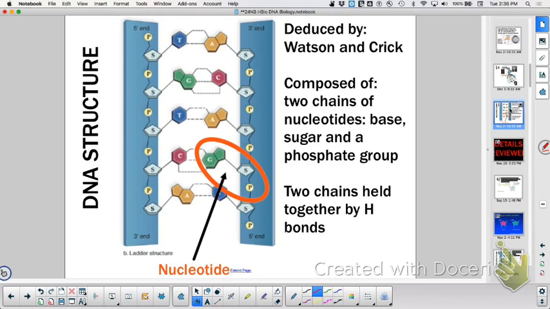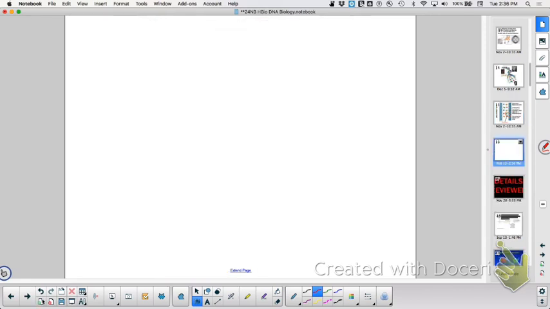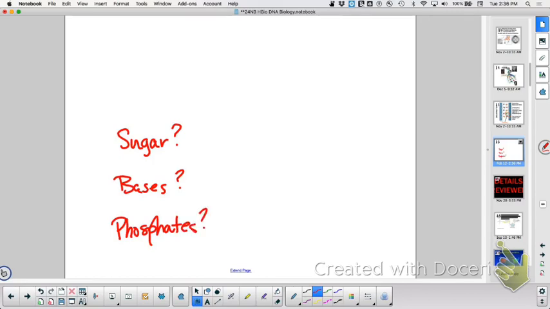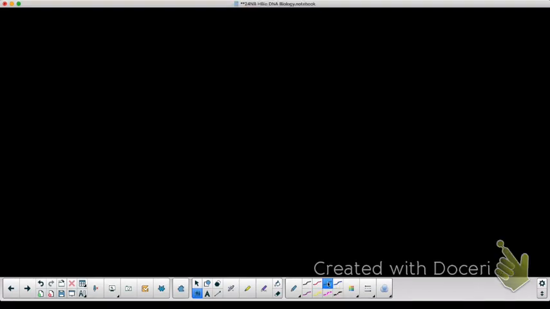Okay, so I'm going to just kind of give you an opportunity to test you on this. If I said, what are all the things that sugars are connected to, what could you tell me? What are all the things that bases are connected to, what would you tell me? And what are all the things that phosphates are connected to? Discuss with your bio buddy for a second, and then we'll go over what they are.